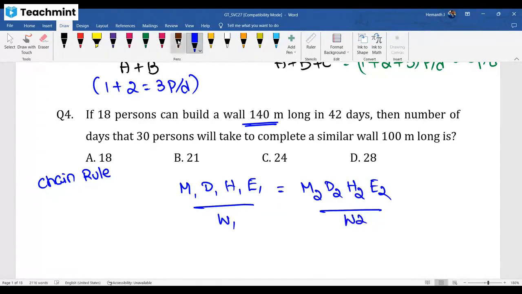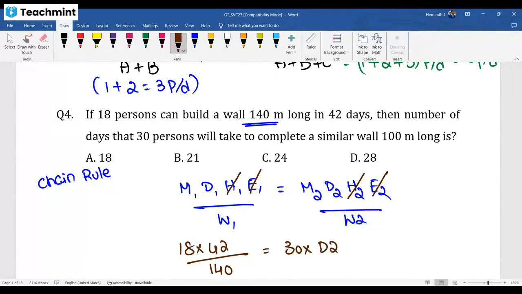Here E stands for efficiency or capacity, which is not discussed, so you can ignore it. H is hours per day, which is not in the question, so ignore it. M is members: 18 persons, how many days, 42 days. What is the work done? 140 meters. On this side, 30 persons. How many days? That is what you need to calculate. What is the work to be done? 100 meters.